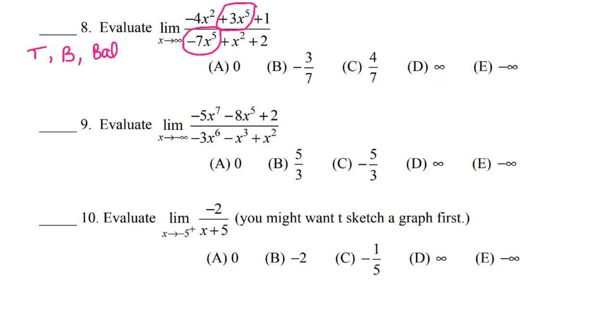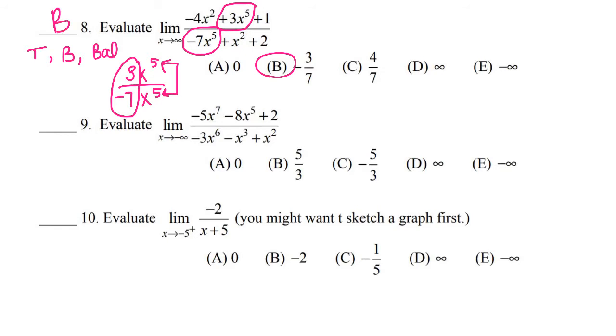And notice if we compare 3x to the 5th to negative 7x to the 5th, these are balanced exponents. They're balanced. So my end behavior or horizontal asymptote, same thing, is going to be negative 3/7. So that's answer choice B.